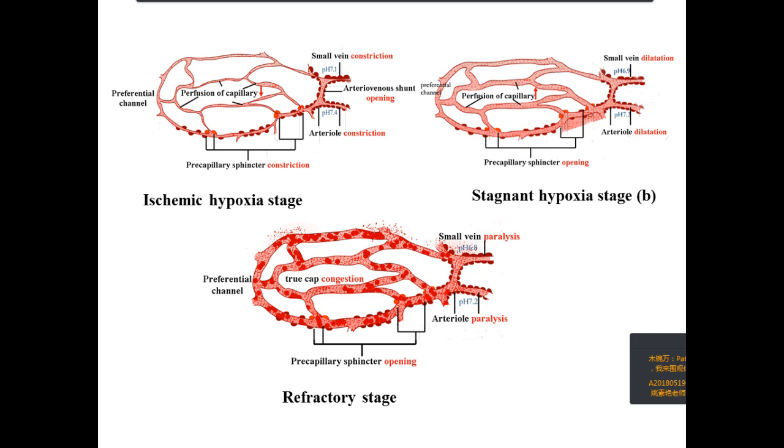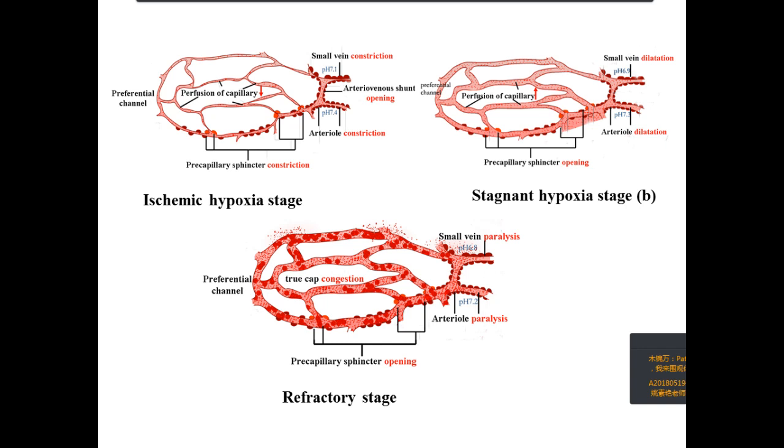Does congestion or ischemia happen? Congestion. So venous return decreases, cardiac output decreases, and blood pressure decreases. During this stage, blood pressure begins to decrease, not normal. Now, outflow and inflow, which is more?